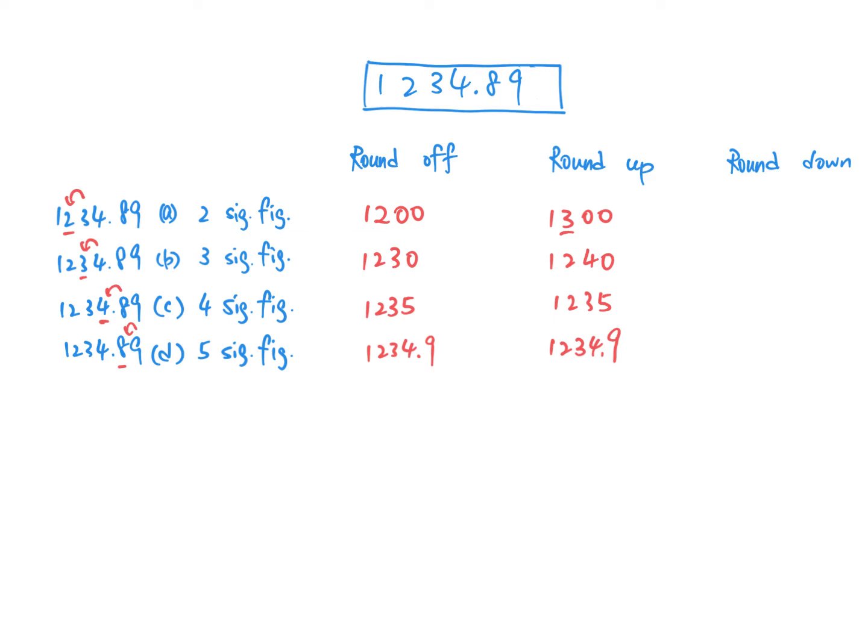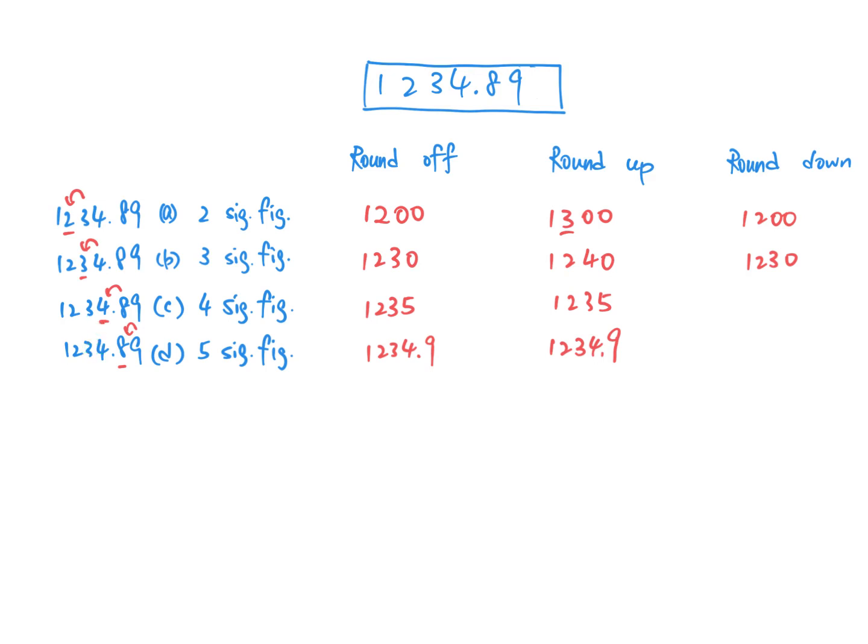For example, again, part A, 2 is our target. We round down, that means make it the same. So it will be 2, and the next 2 significance figures, 0, 0. So it makes it to 1200. Round down, we keep the same digit at the target significance figure. So part B, our target is 3, keep it the same. So it is 1230. Part C, our target is 4.